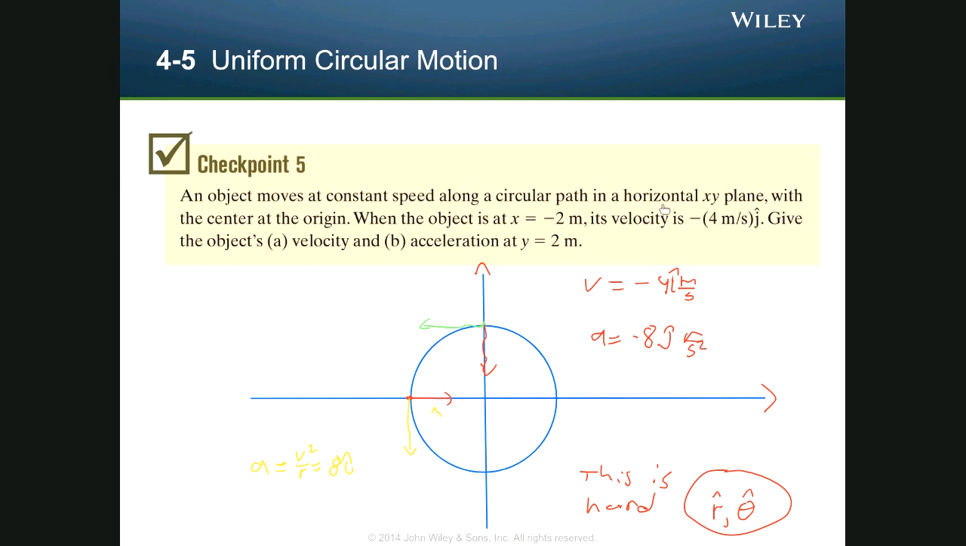If we start over on this side, let's go back to blue. V is given: v equals minus 4 j hat meters per second. The magnitude of v, or the speed, is equal to 4 meters per second. And this is the v that goes in the acceleration. Okay?